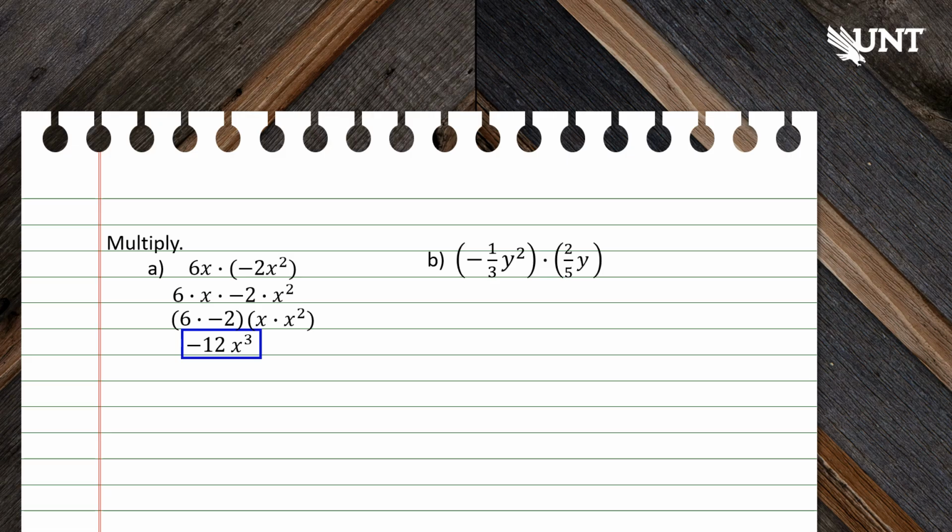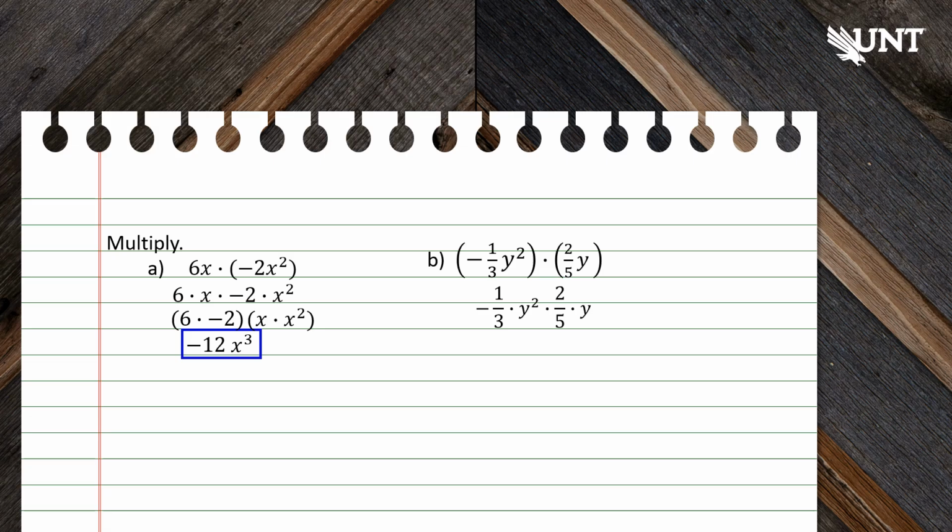For example B, we have a monomial times a monomial. The first monomial is made up of negative 1/3 y squared times the other monomial of 2/5 y. In this case, notice negative 1/3 y squared, because these values are touching, can be written in terms of multiplication. And the same is true with 2/5 y. We can rewrite all of these factors individually, making it negative 1/3 times y squared times 2/5 times y.